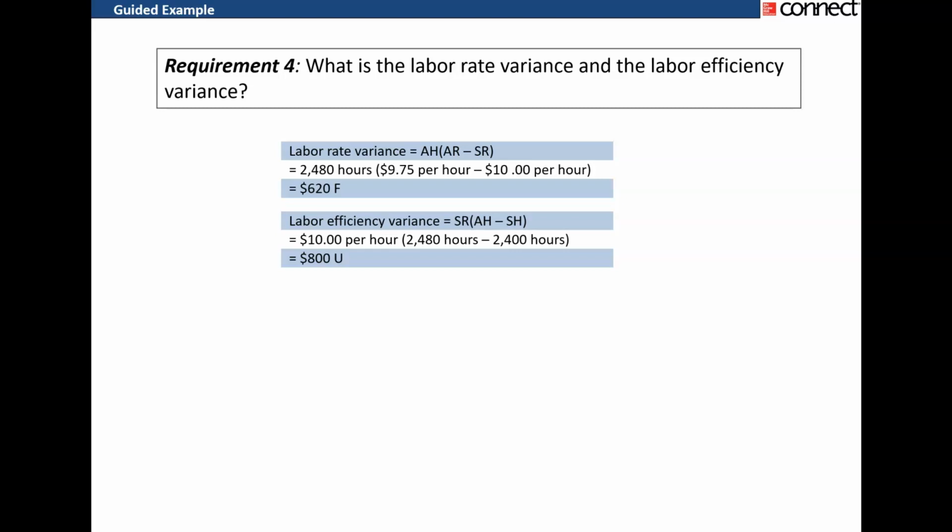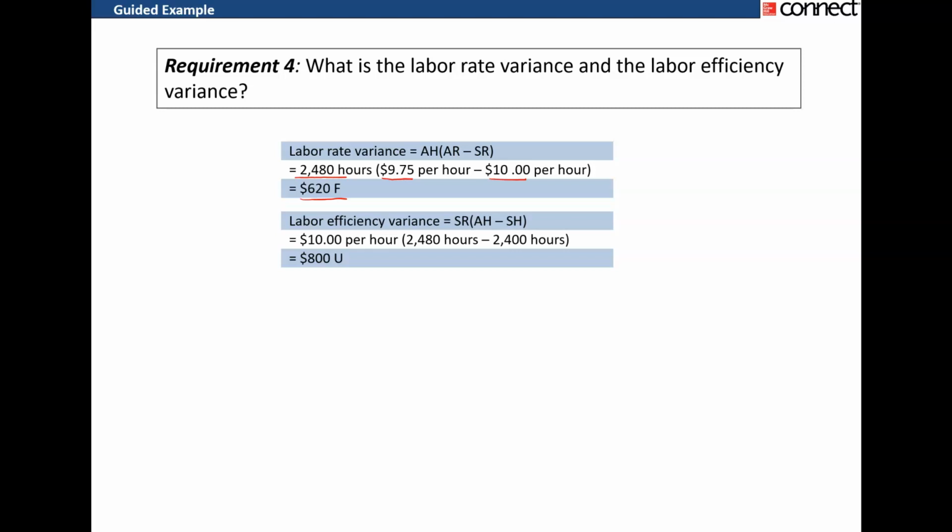Their labor rate variance. Take the actual rate of $9.75 and subtract the $10 per hour. So you get a difference of 25 cents. Multiply that 25 cents favorable by the actual hours, and you get $620 favorable.